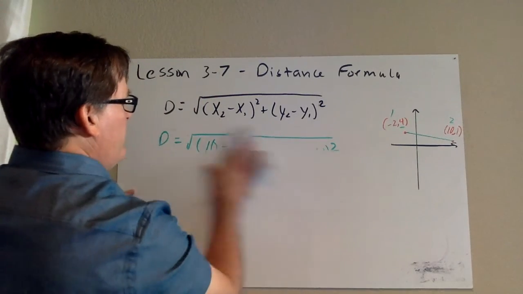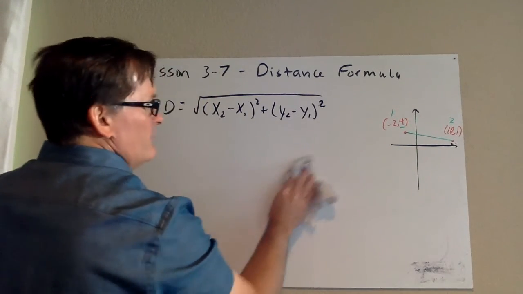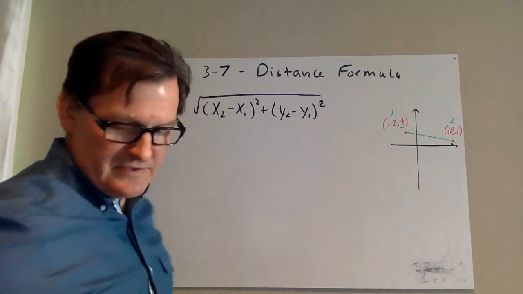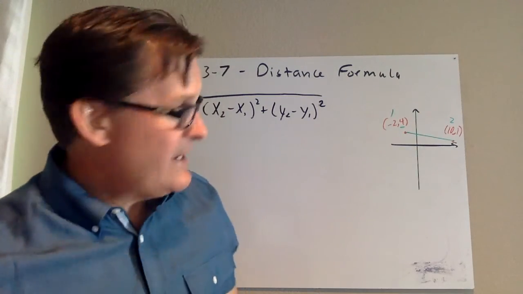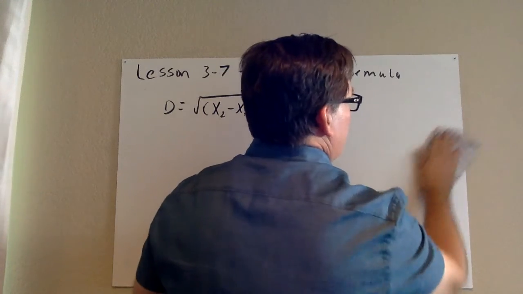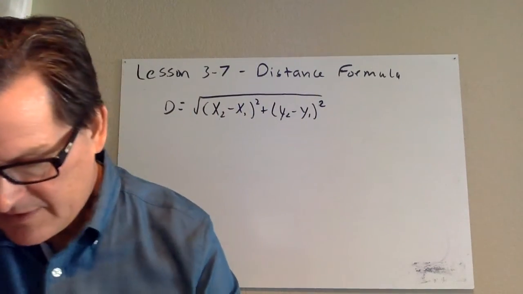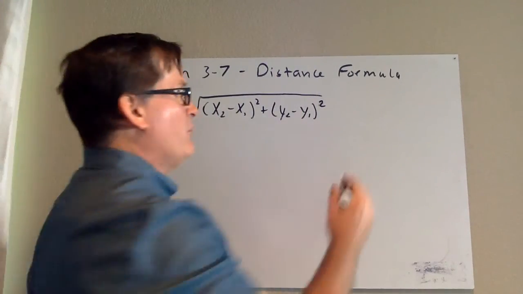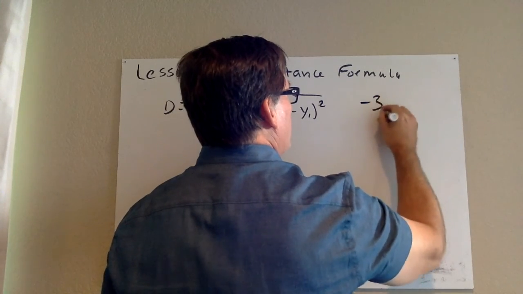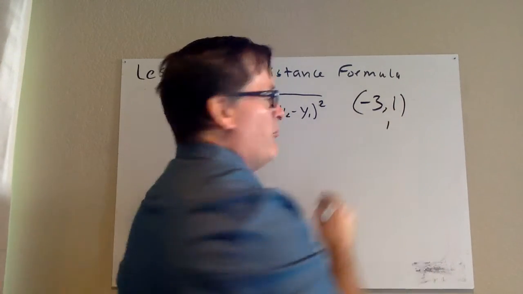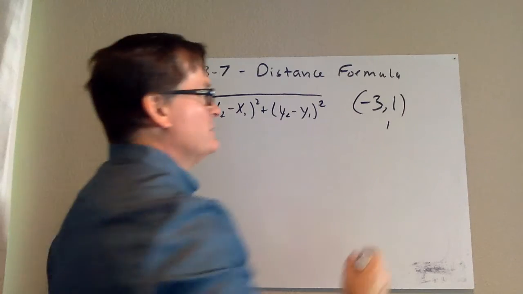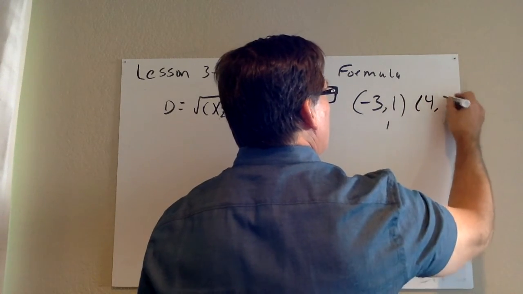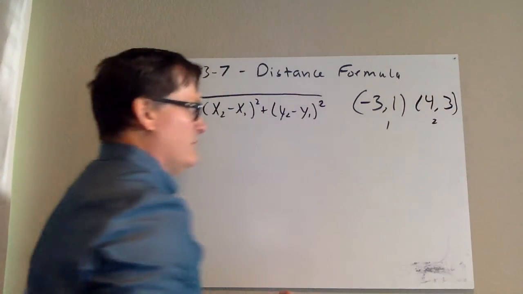Now since this can be kind of a complex formula to deal with because of the roots and stuff, let's do another example. We're going to take the graph away and we're just going to be given, in this case, we're just going to have the points. So one of the points is negative 3, 1. And we'll call that point 1. And another point is 4, 3. And we're going to call that point 2.